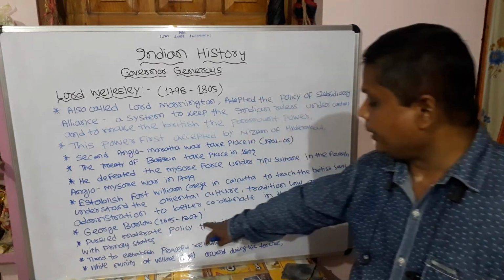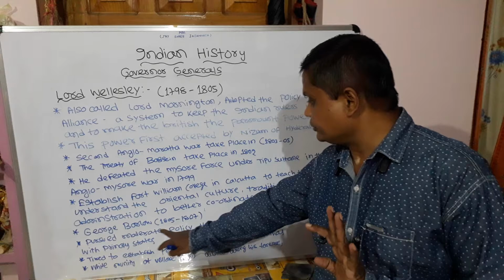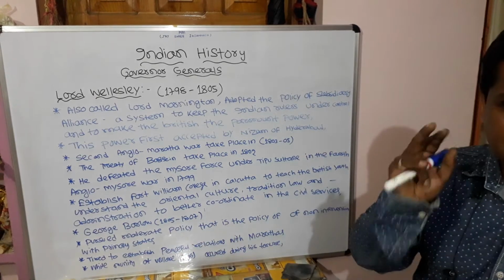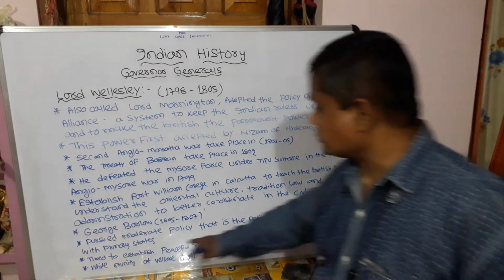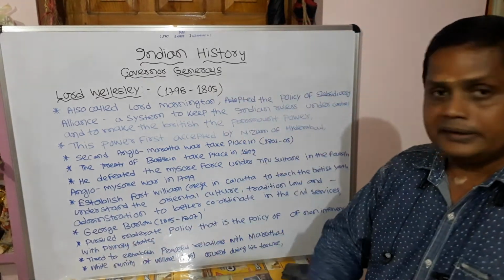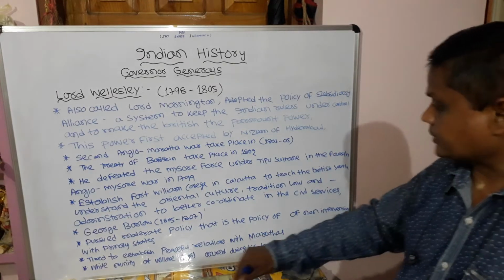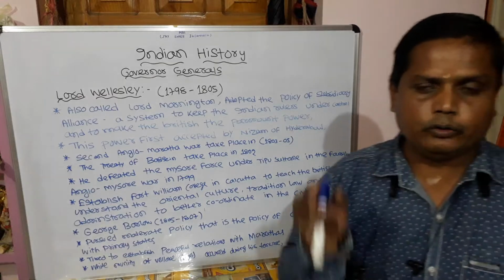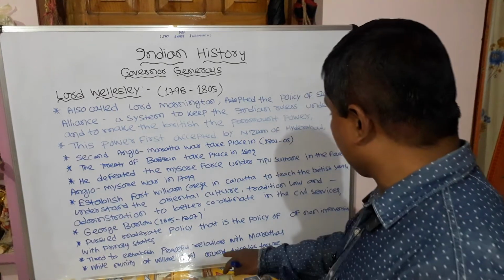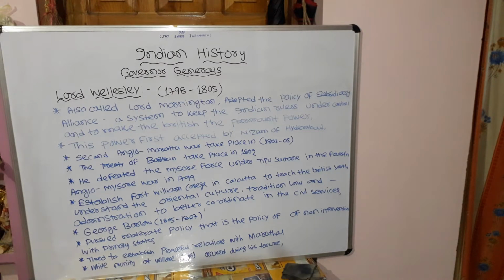George Barlow, 1805 to 1807, postulated a moderate policy, that is the policy of non-intervention with the principal states. Next, he tried to establish peaceful relations with the Marathas. Next, the Vellore Mutiny of 1806 occurred during his tenure.